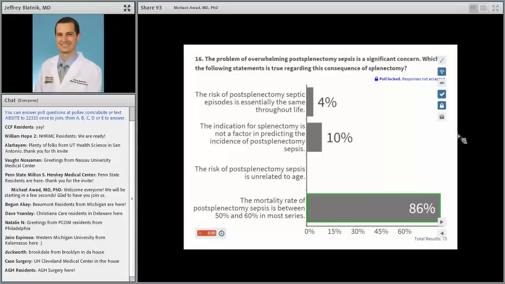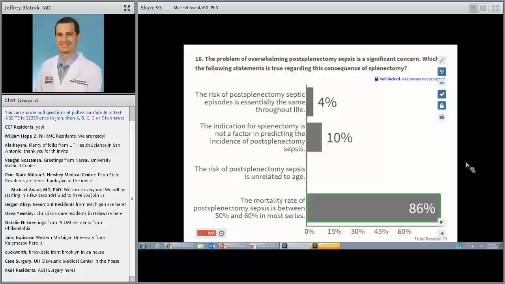Correct. So the post-splenectomy sepsis rate of mortality is as high as 50 to 60%. The indication for splenectomy is a factor. For example, in patients who have splenectomy for trauma, the rate of post-splenectomy sepsis is about 1 to 2%, as opposed to patients with thalassemia, where it can be as high as a quarter of the patients. And post-splenectomy sepsis is related to age, whereas children are much more likely to get it as opposed to older patients.